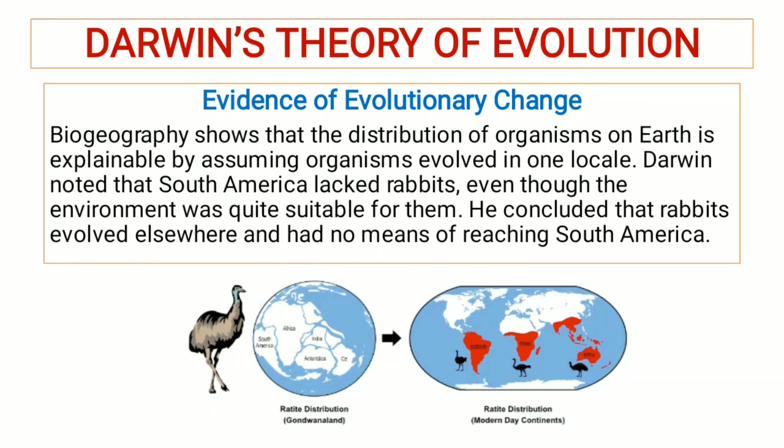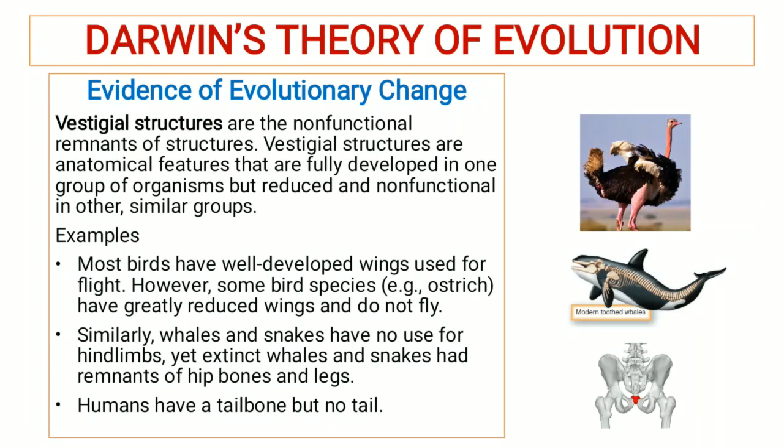So biogeography can be used as an explanation of how organisms evolved and the distribution of organisms in different regions of the world. Next is vestigial structures. Vestigial structures are basically the non-functional remnants of structures that were functional in the past evolutionary history of that particular organism. So vestigial structures are basically structures that are fully developed in one group of organisms and functional in that group, but in another group these are less developed and non-functional.